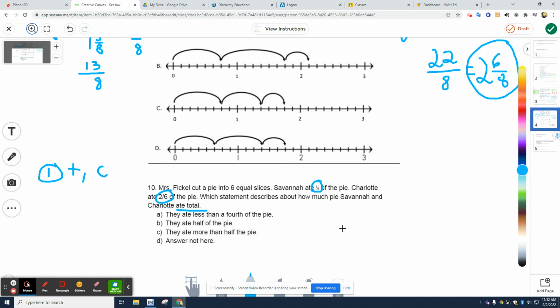So the first thing that I want to do is create a model. I'm going to draw a circle and divide this into 6: half, and then if I divide each of my halves into 3 parts, I get 6. Then it says Savannah ate 1. I could put an S in one piece. Charlotte ate 2/6. I'm going to put 2 C's. And so now I can see, and I can write an equation too. 1/6 plus 2/6 equals 3/6.